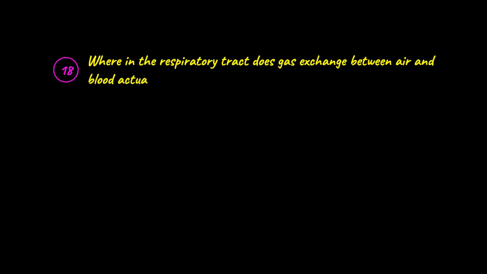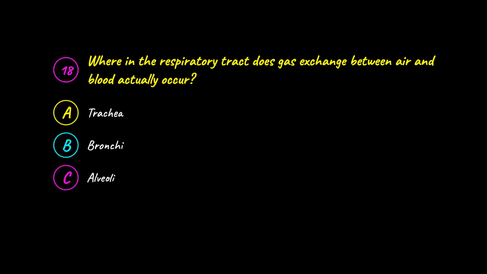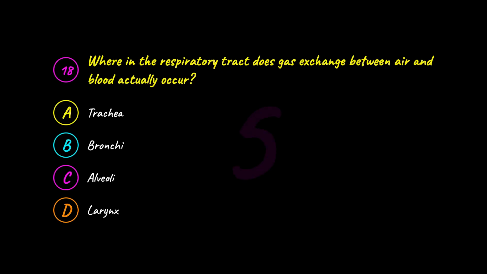Question 18. Where in the respiratory tract does gas exchange between air and blood actually occur? Your options are A. trachea, B. bronchi, C. alveoli, D. larynx. Take a second. Which answer would you pick?